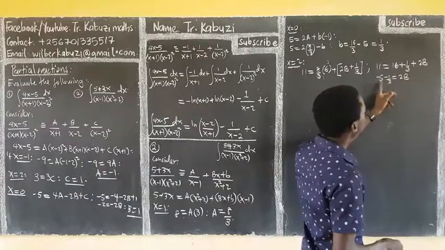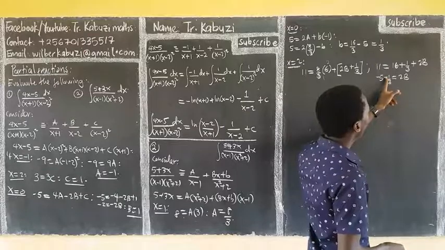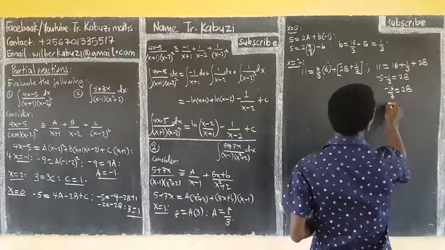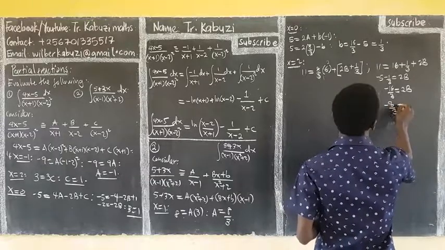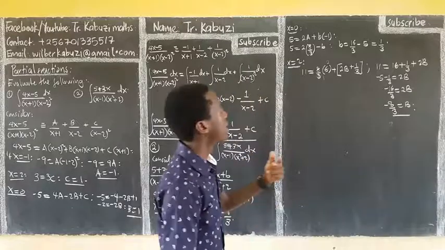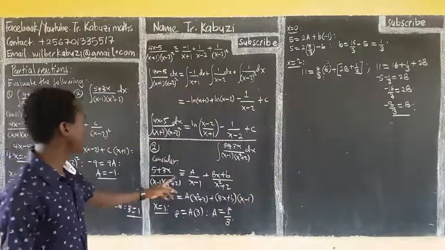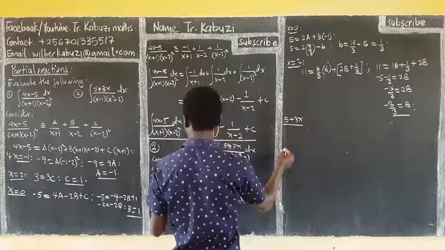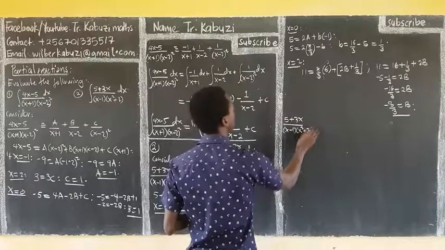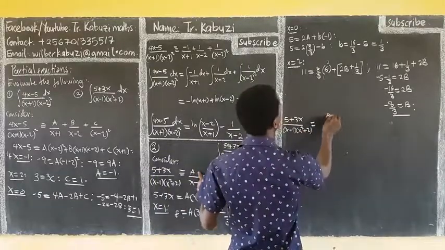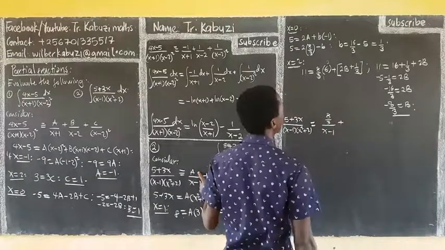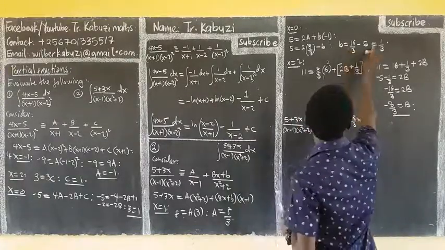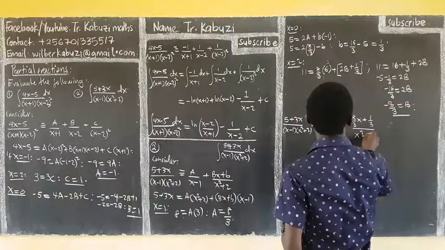When you simplify, this will be negative 15 minus 1, which will give me negative 16 over 3 equaling 2b. Divided by 2, that is our b: negative 8 over 3. So if we have everything, now you come and you write this. So now our 5 plus 3x, the whole over x plus 2, is going to be our a, which is 8 over 3, plus our b, negative 8 over 3x, plus our c, our small b, the whole over x plus 2.